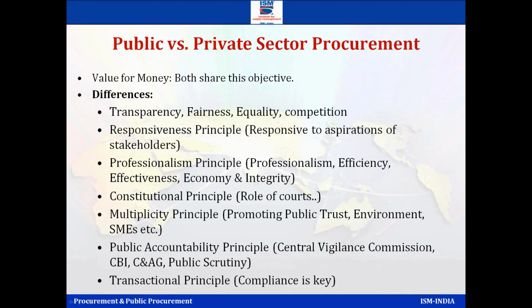The quality may go down. Public accounting principles, which is very common in the case of the public sector. It could be the Vigilance Commission, could be CBI, could be public security. Scrutiny could be there around. Oh, why did you give the contract to this? Why was the other one not given this? The media could be discussing it.